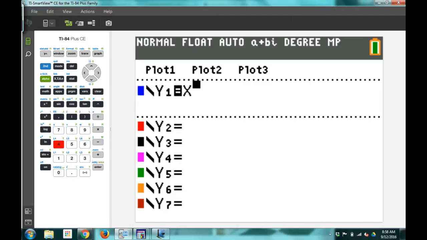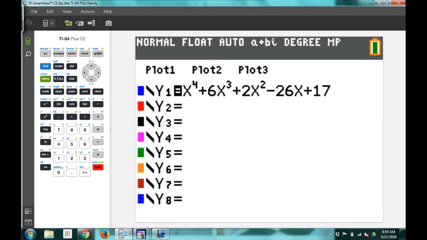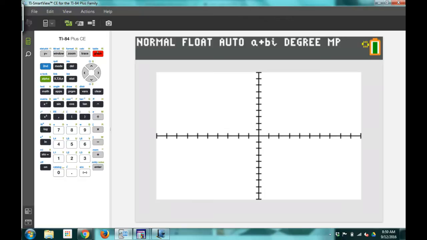X to the fourth, plus 6x to the third, plus 2x squared, minus 26x plus 17. It crosses at 1. It bounces off at 1. So what's that tell us? Multiplicity of an even number. So it's either 2 or 4.